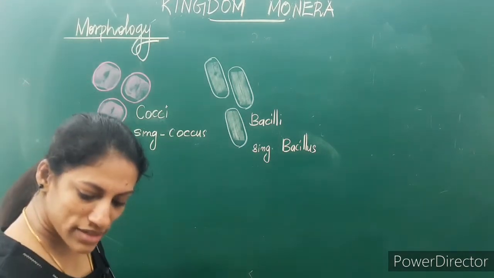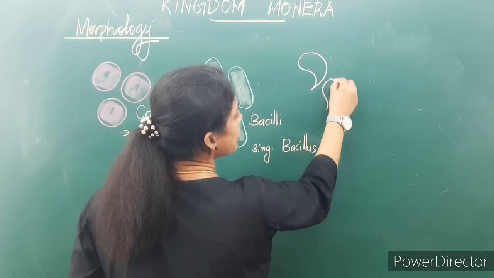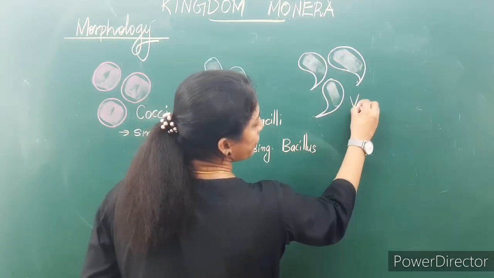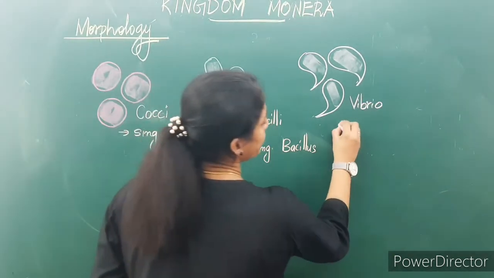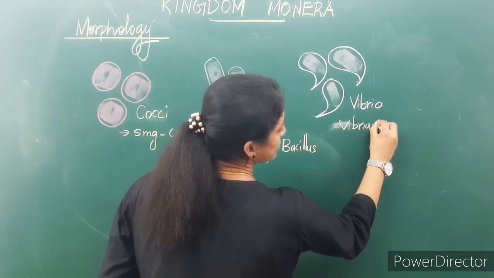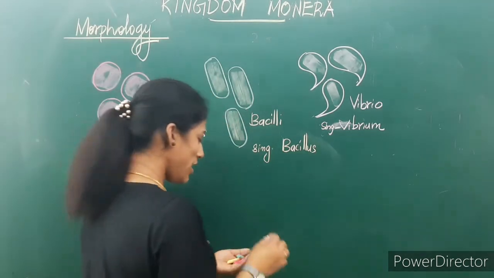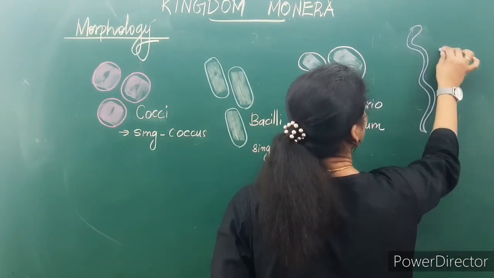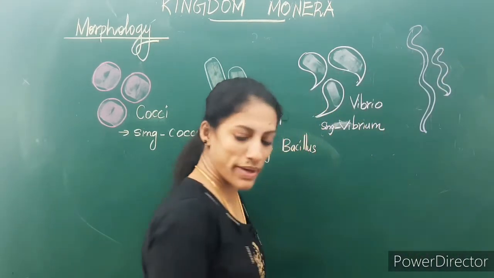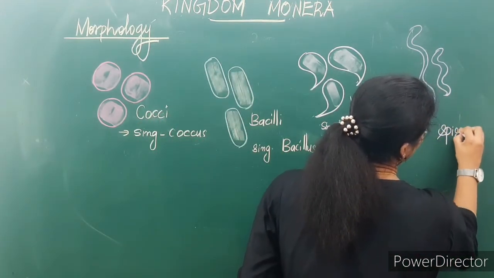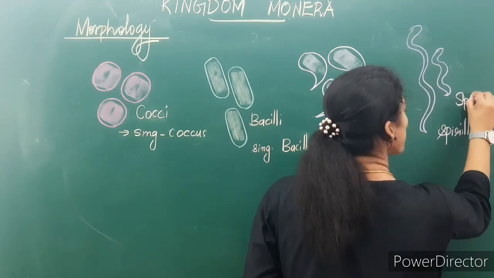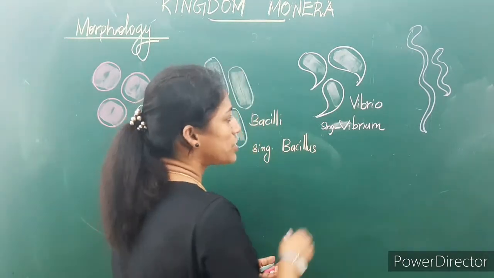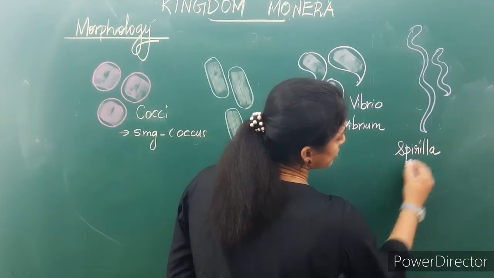There are some bacteria which are comma shaped. This type of bacteria, which are comma shaped, are called vibrio. If singular, we call it vibrium. And the next shape, spiral shaped bacterium, is known as spirillum. Plural term, spirilla. Spiral shaped bacteria are spirilla. The singular term is spirillum.